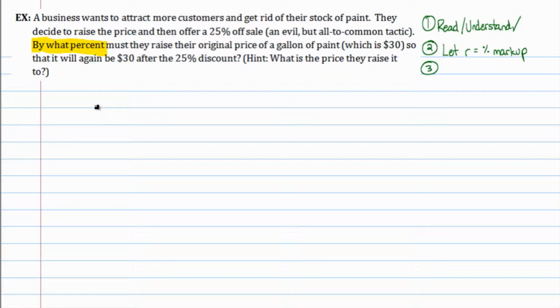And perhaps the best way to approach this is maybe to use a little bit of logic. The first thing we're going to do is mark up. So we'll have some type of equation or expression for that. Then after they mark it up, they're going to mark it down, right? That's the discount. That's the sale. They mark it up prior and they mark it down after. So let's talk about how to do this.